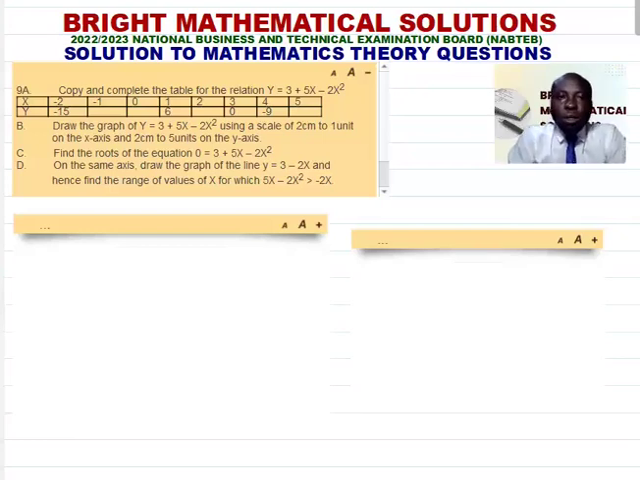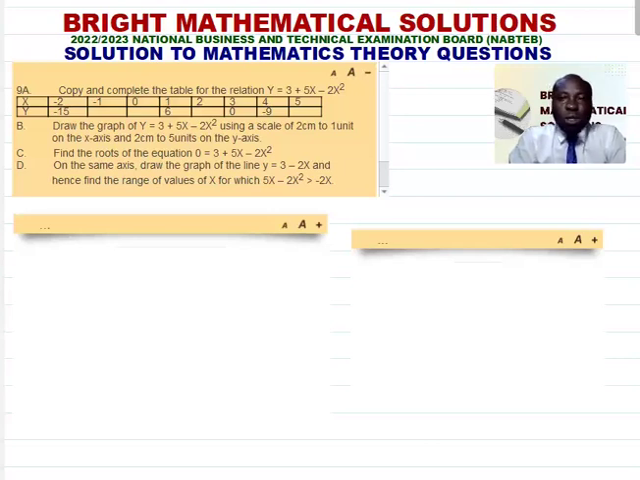We are looking at the theory part of the 2022-2023 NABTEB examination. We are looking at the mathematics question, as this channel is meant to solve mathematical problems. And today we are at question number 9, and the question says, copy and complete the table for the relation y equals 3 plus 5x minus 2x squared.